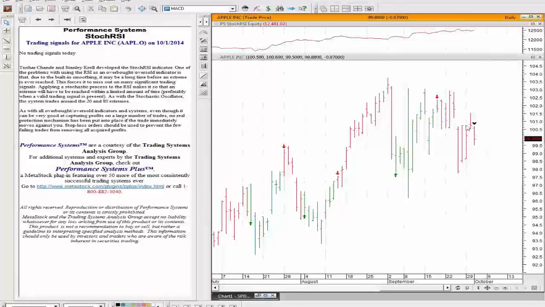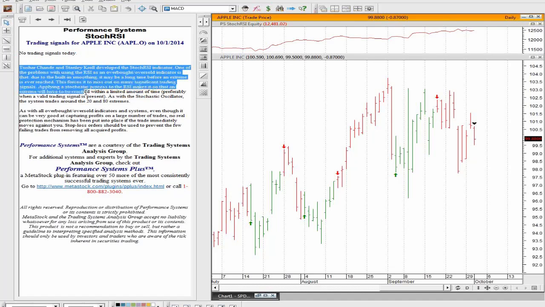When I do that, it's going to say, here is the bar it's analyzing. It analyzes the bar that you tell it to look at. It'll always start by analyzing the last day. There's not a buy or a sell signal today, so it basically tells us that there are no trading signals that exist today. However, Tushar Chande and Stanley Kroll developed the Stochastic RSI indicator. One of the problems with using RSI as an overbought, oversold indicator is that blah, blah, blah. So it's telling us what it's used for. It's combining stochastics and RSI. Now, if I wanted to learn more about that, I could read about it in the help manuals, or I could Google it, stochastics and RSI.